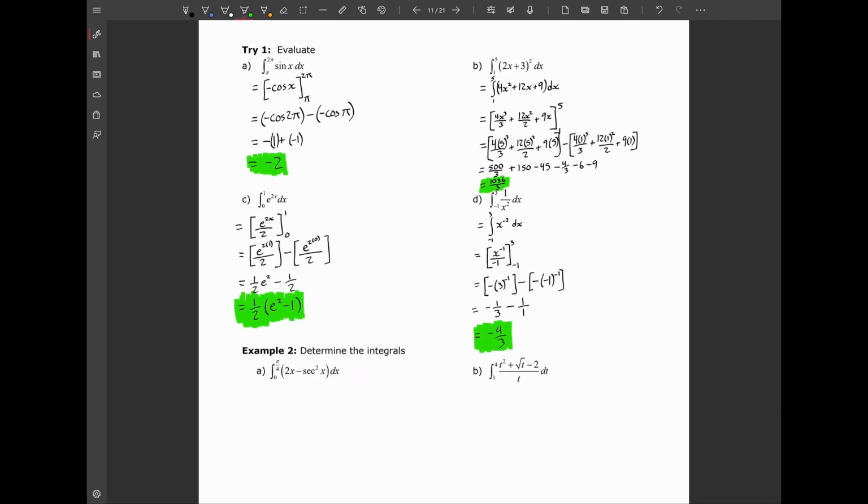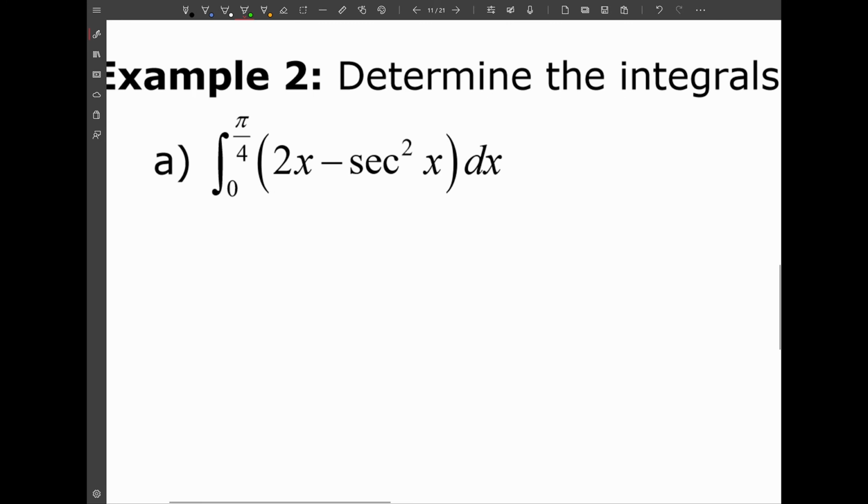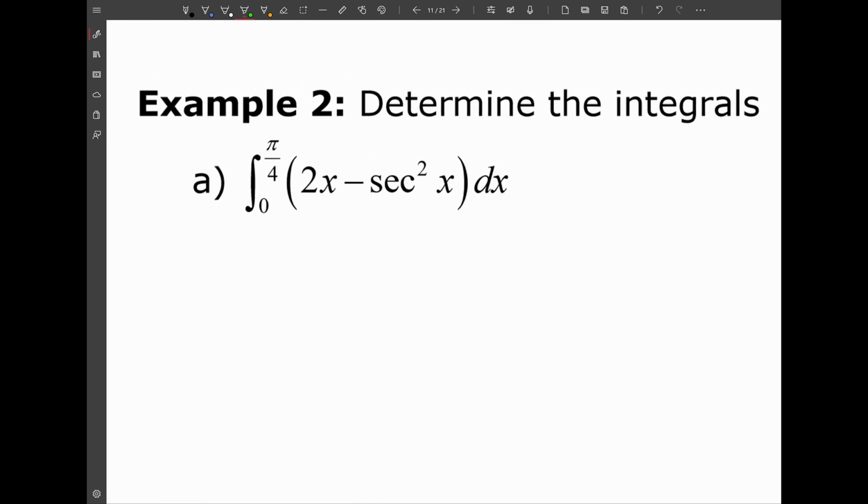Okay. Final example, example 2. Determine the integral from 0 to pi over 4 of 2x minus secant squared x with respect to x. So I'll do the same thing as we've done in the past. There's really nothing new here at this point. If you know how to take your antiderivatives, you can do the definite integral.